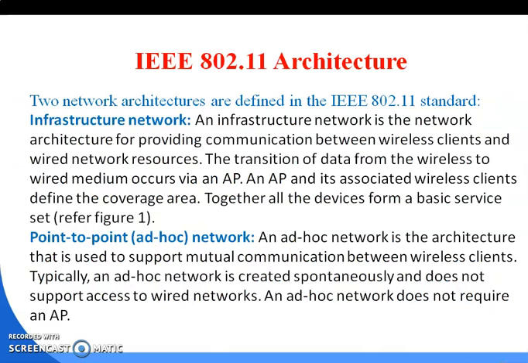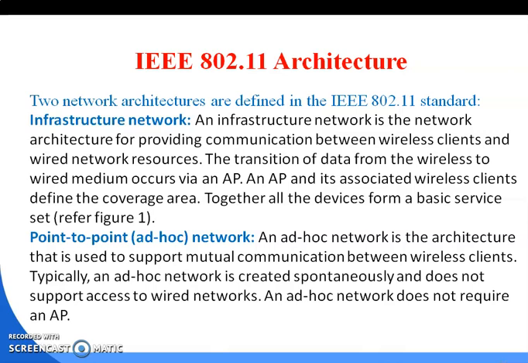Next, coming to the IEEE 802.11 architecture. Two network architectures are defined in the 802.11 standard. One is the infrastructure network, and the other is the point-to-point or ad hoc network. The infrastructure network is the architecture for providing communication between wireless clients and wired network resources, and the transition of data from the wireless to the wired medium occurs through an access point. An access point and its associated wireless clients define the coverage area. Together, all the devices form a basic service set.